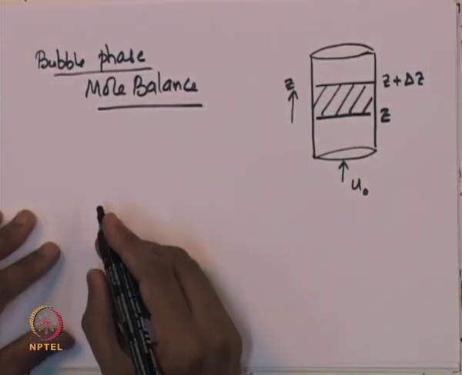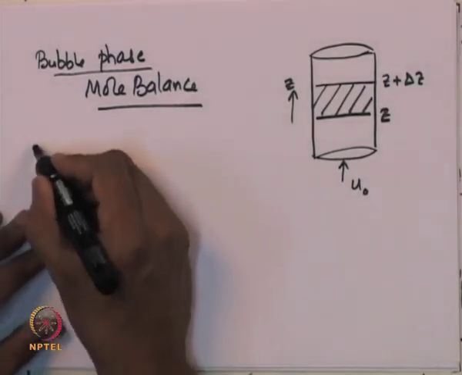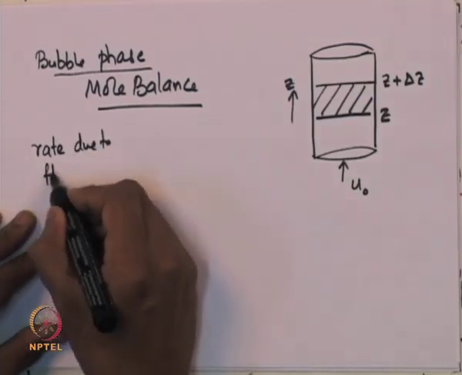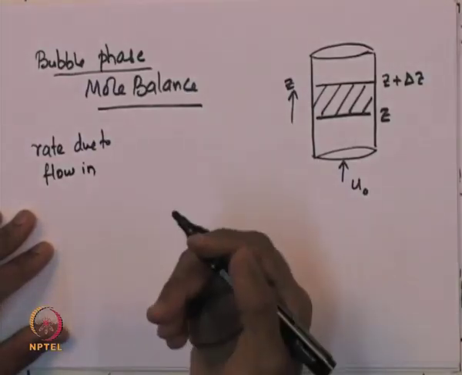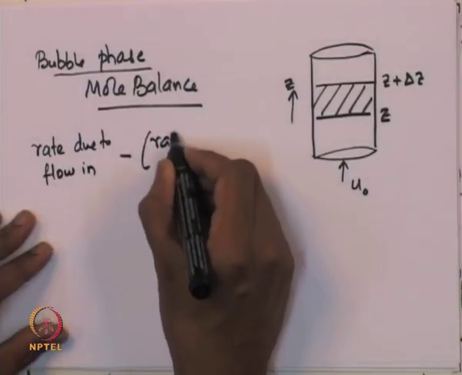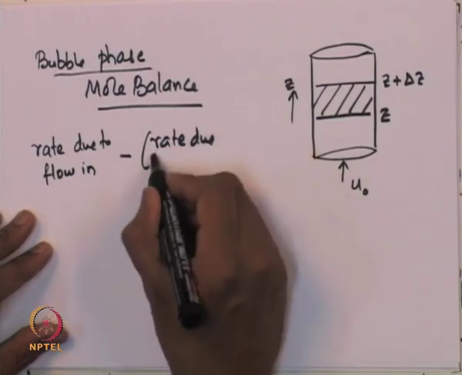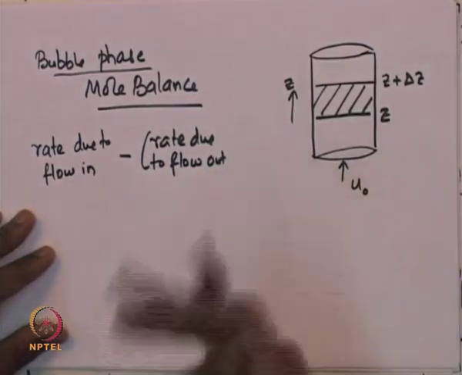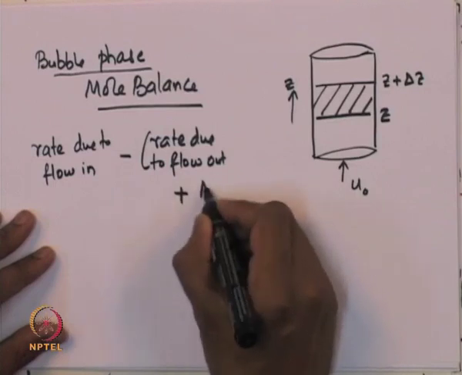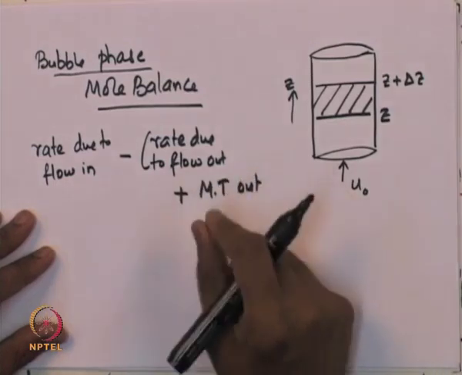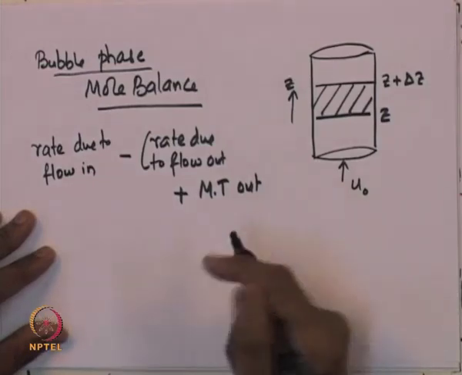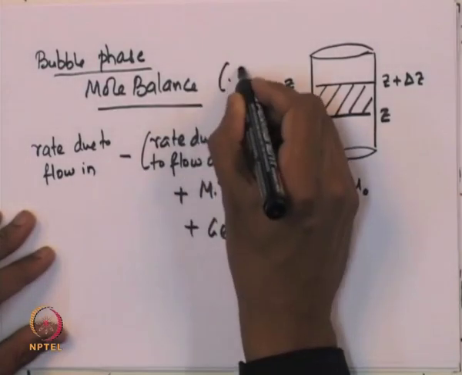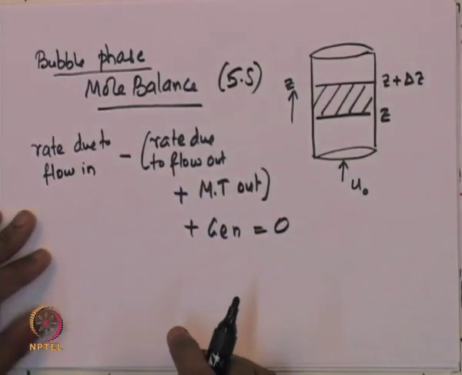We can now write a mole balance for the bubble phase, which is basically the rate due to flow into the bubble phase, minus the rate with which the fluid stream leaves because of flow, plus the rate at which the fluid species is leaving the bubble phase because of mass transport, plus whatever is being generated, and that should be equal to 0 under steady state conditions. So, if you assume steady state, then this is the mole balance.